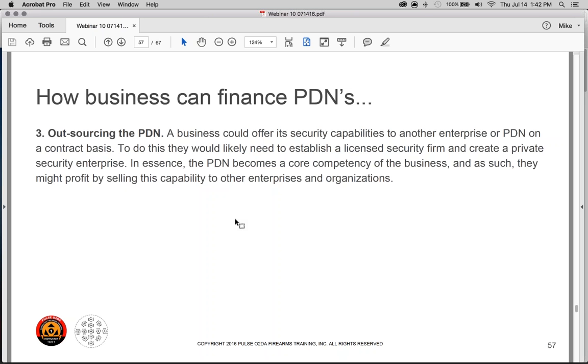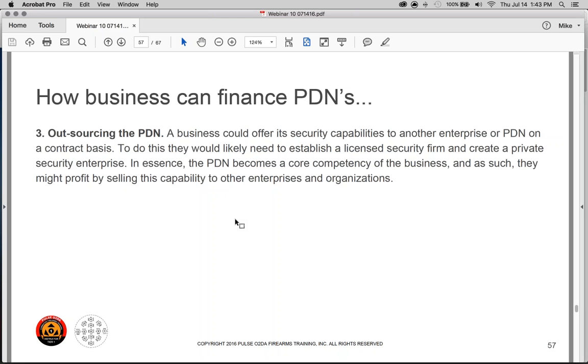The most likely scenario here would be the larger enterprises who develop a private defense network may do so from the standpoint of having facilities, of having a total curriculum. Their ability to contract out some of those capabilities to smaller enterprises that might not have the ability to do that would be one way for them to help pay for some of the costs associated with running the private defense network. In order to do that, they would likely have to establish a licensed security firm or create a private security enterprise. But nonetheless, the opportunity would be there.